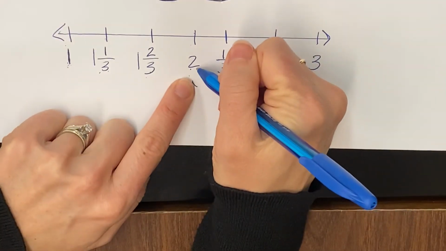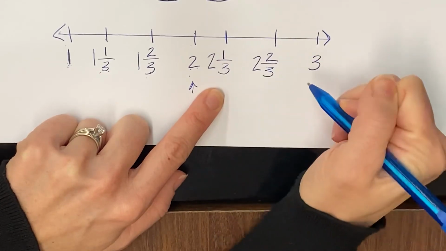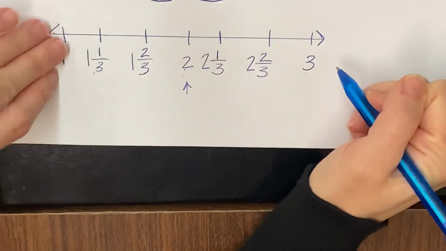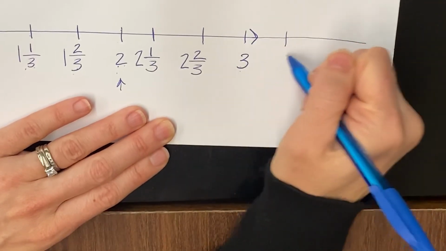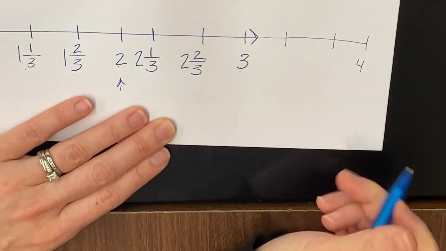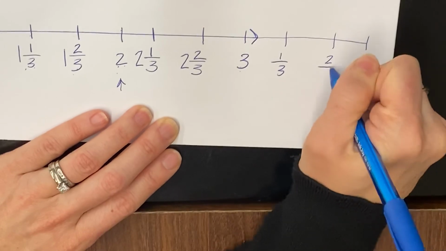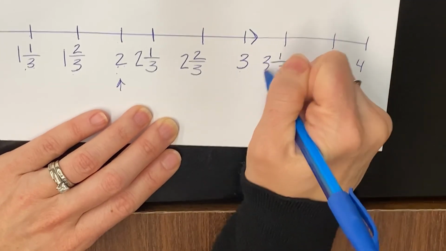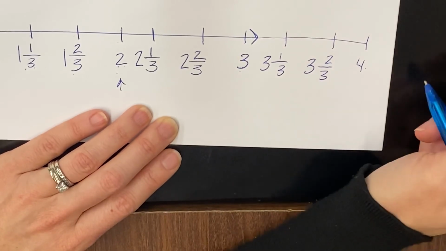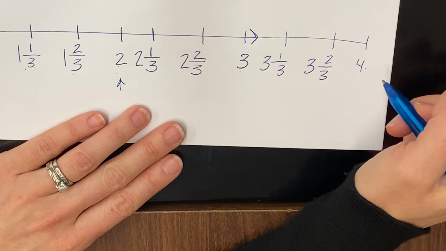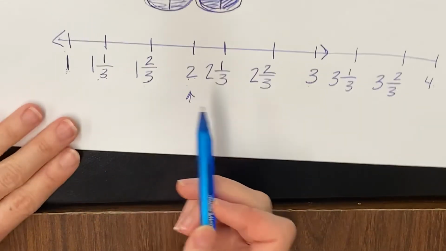I'm going to pass the 2, so I'm going to invite it to the party. 2 1/3, 2 2/3, 3. If I were to continue, let's pretend, I would invite the 3 to the party. This would be 1/3, 2/3, invite it to the party, 3 1/3, 3 2/3, 4. If I continue, it would be 4 1/3, 4 2/3, 5. Okay? All right.